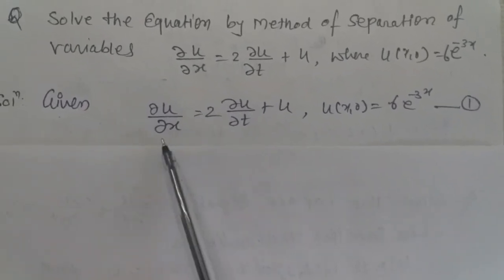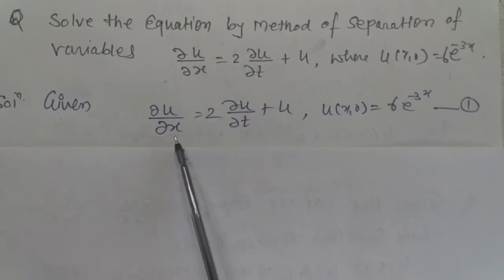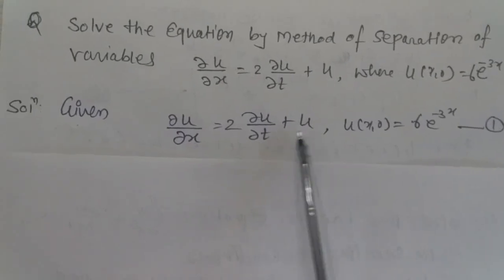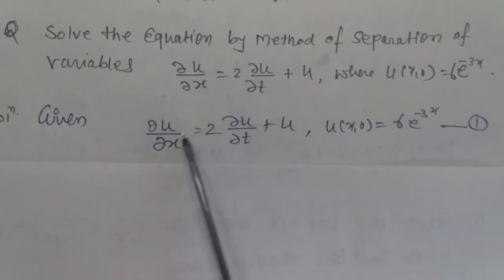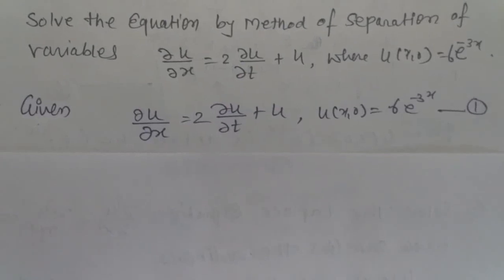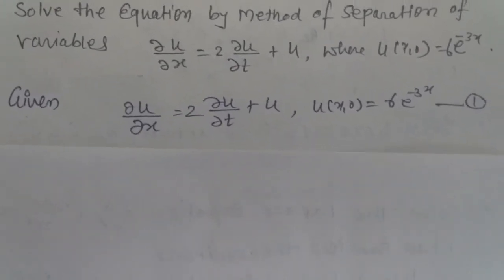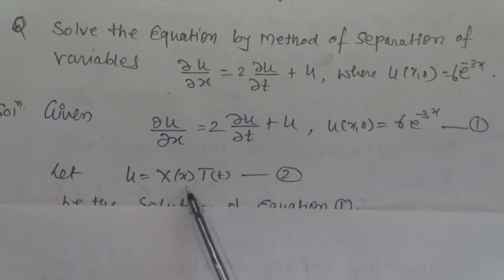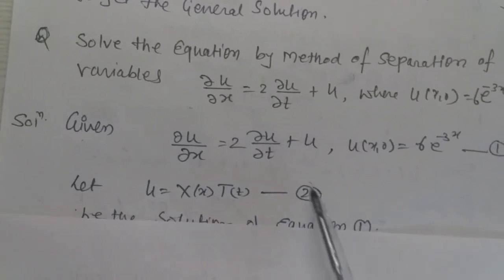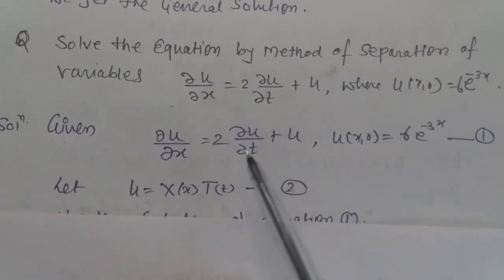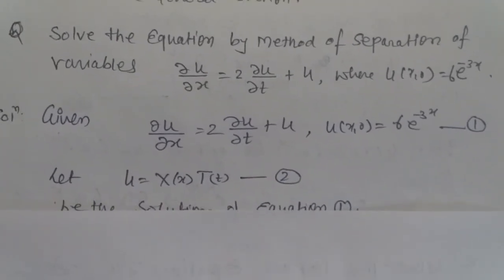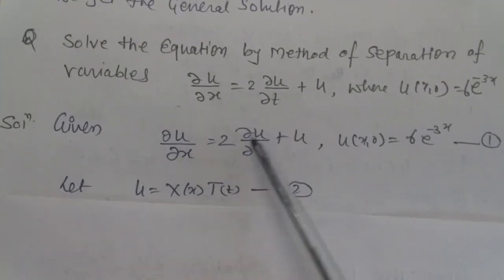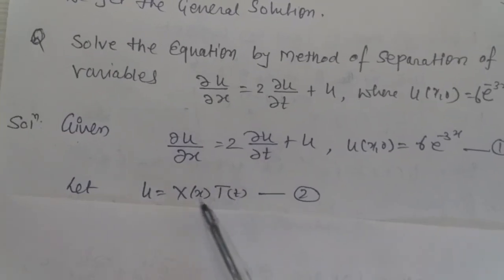Since this partial differential equation contains two independent variables, small x and small t, first we consider the solution of the given PDE in the form of a product of functions of the independent variables. So let u equal to function of x into function of t be the solution of the equation (1). Now we calculate the partial derivatives del u by del x and del u by del t from (2).